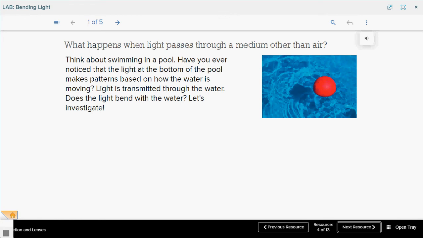What happens when light passes through a medium other than air? Think about swimming in a pool. Have you ever noticed that the light at the bottom of the pool makes a pattern based on how the water is moving? Light is transmitted through the water. Does the light bend with water? Let's investigate.